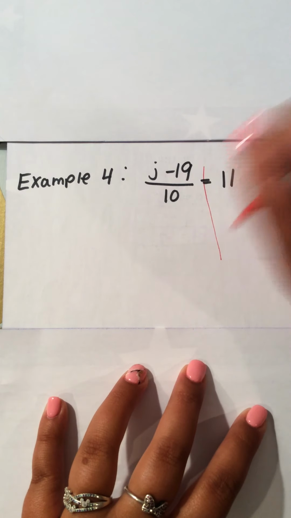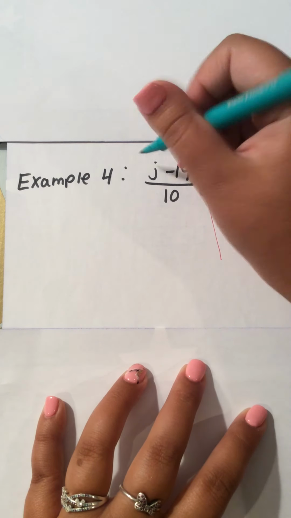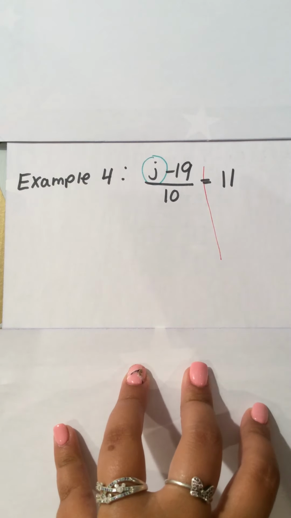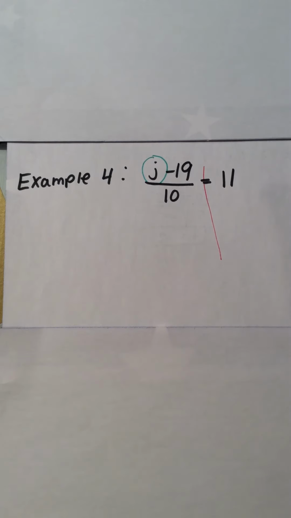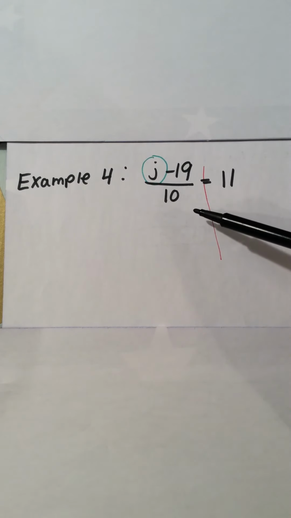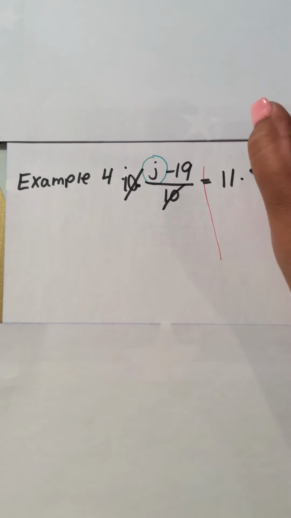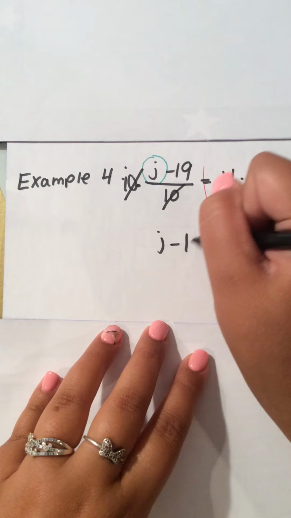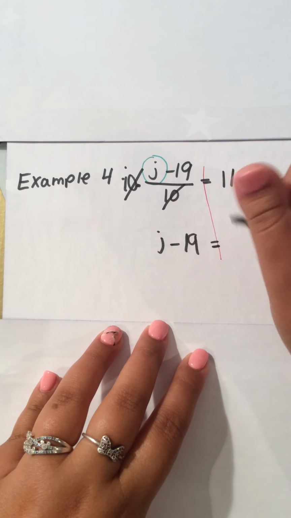Draw a line down your equal sign. Circle your variable, which is J. Here, I have J minus 19 up top, and then I have a 10 on the bottom. This is kind of hard, like who goes first? Well, I'm going to get rid of this 10 on the bottom. I'm going to kick him out right away, so I'm going to multiply by 10 on both sides. So they're going to cancel out right here. Okay? And I'm going to be left with J minus 19 equals 110.